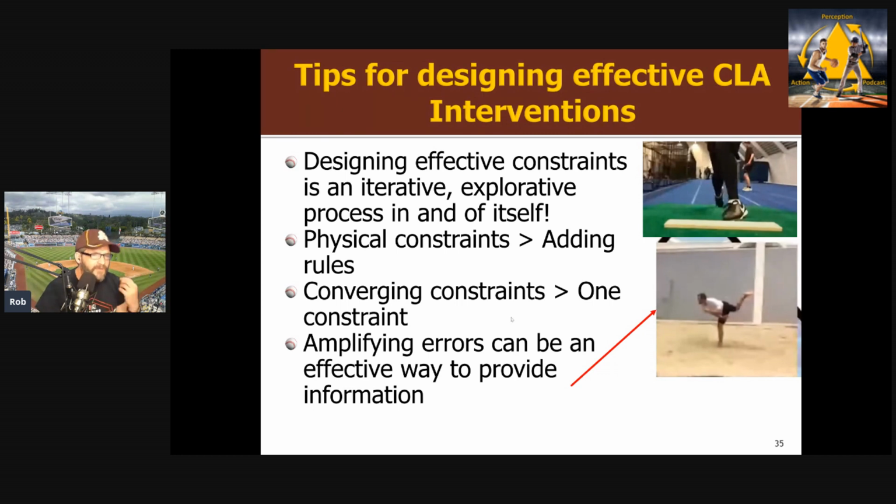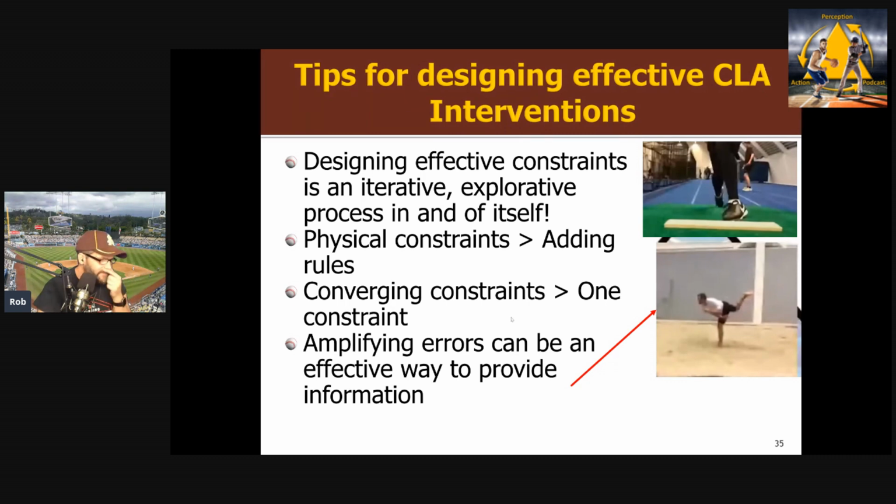Okay. The first thing to note is that designing effective constraints is an iterative, explorative process in and of itself, right? You need to try different things, play around with different things, right? The likelihood you're going to come up with a perfect one for your sport on the first try is low, right? So you need to experiment.